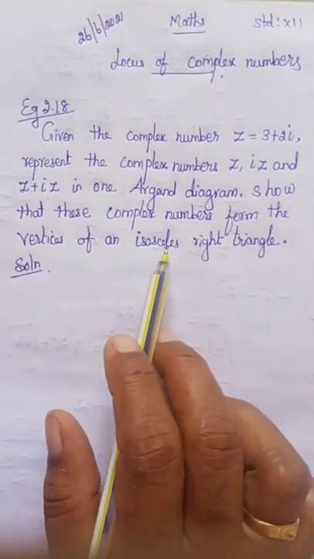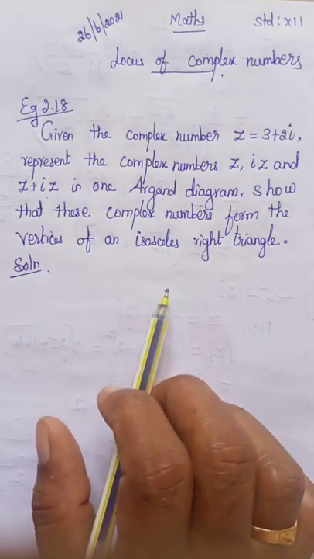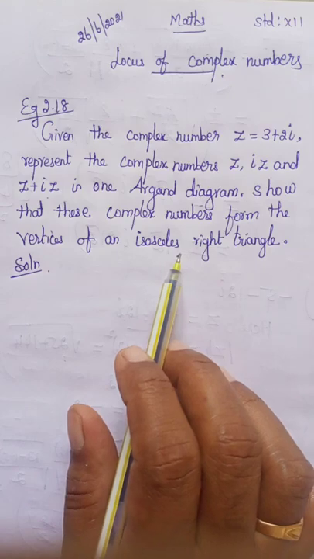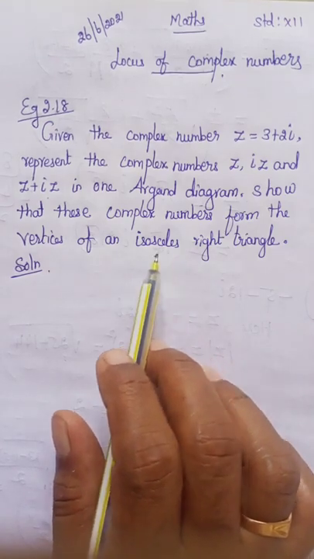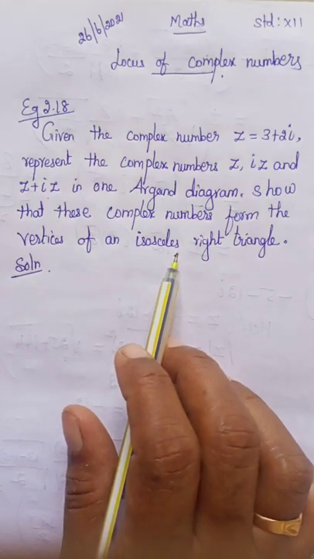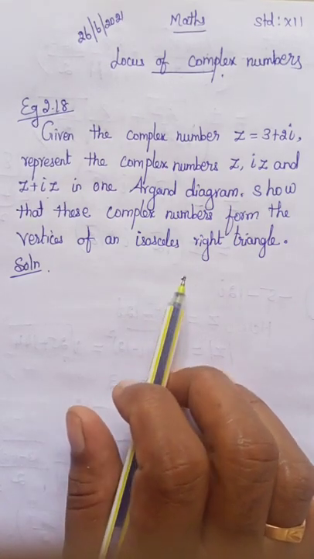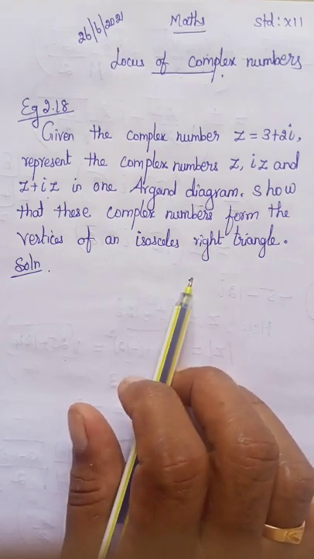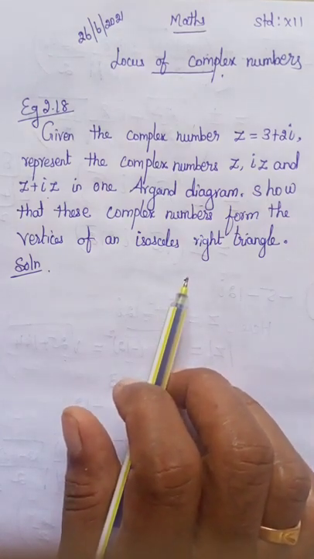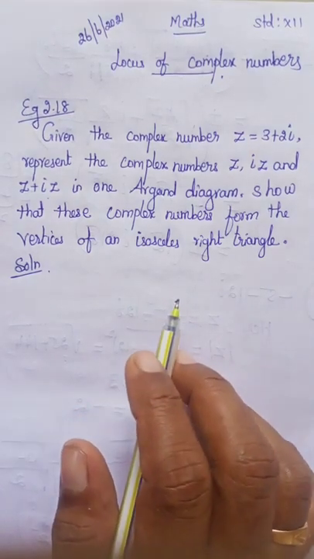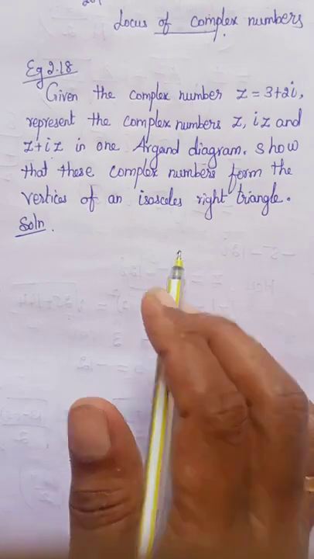So for isosceles, we should find the distance of all the 3 sides. Isosceles triangle means 2 sides are equal. Isosceles right triangle means we have to prove one angle is 90 degrees. That we can prove using the Pythagoras theorem: square of the hypotenuse is equal to the sum of the squares of the other 2 sides. Isn't it? This is what we are going to do.